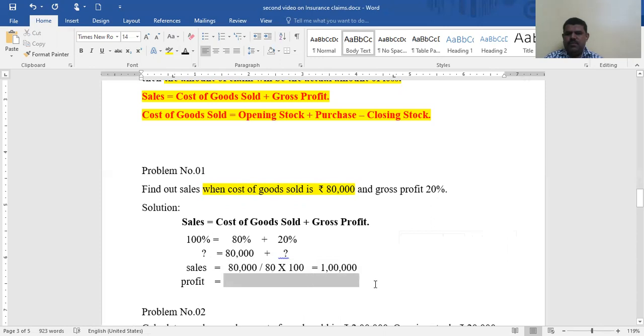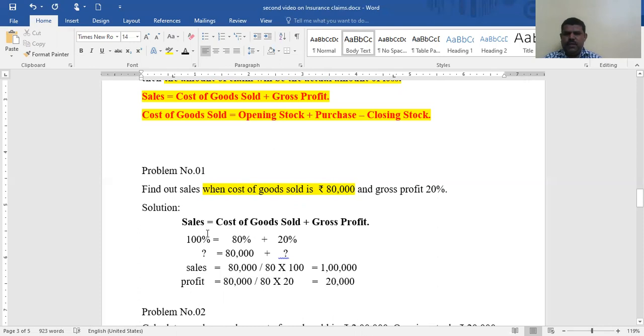Similarly, you can also find out the amount of profit. Again, 80,000 divided by 80 multiplied by the percentage of profit, that is 20%, gives 20,000. How to cross check? 1 lakh minus 20,000, the answer is 80,000 only. That is the cost of goods sold. So, a simple problem to start with: how to find out the sales with the help of gross profit.